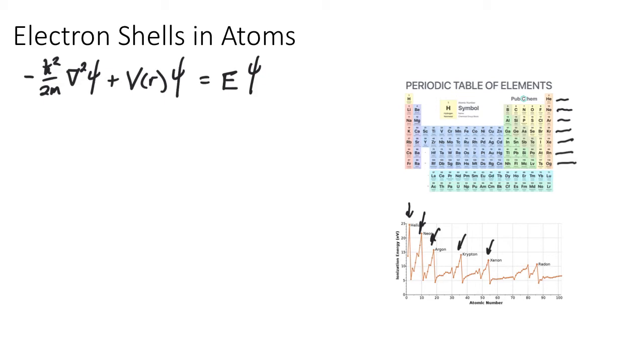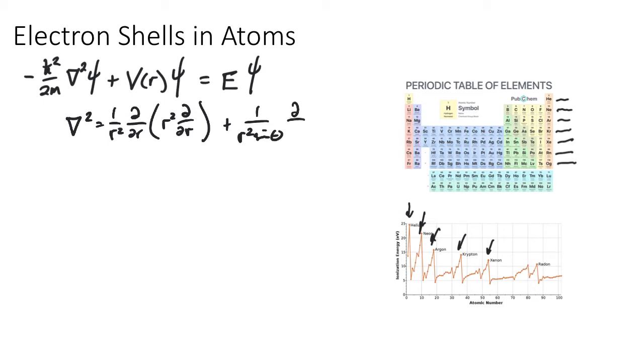In this, since we're assuming spherical symmetry, we should do this in spherical coordinates, and in those coordinate systems, the Laplacian operator is 1 over r squared d by dr of r squared d by dr, plus 1 over r squared sine theta d by d theta of sine theta d by d theta, plus 1 over r squared sine squared theta d squared by d phi squared.